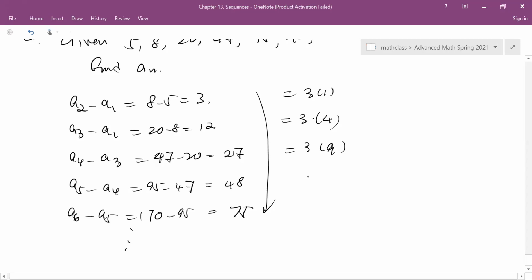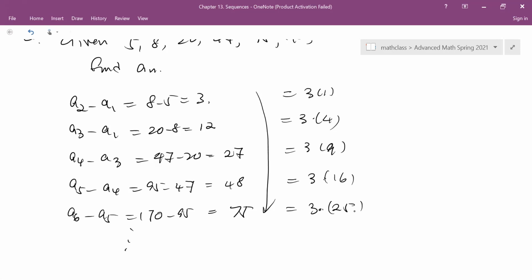9, and 3 times 16, right? 3 times 25. Great. So I see the pattern already. Do you see that? You get perfect squares, right? 3 times the perfect squares. That's it. Now, are you able to give me the nth term? I stop here for a minute. I hope you can figure out the remaining part.